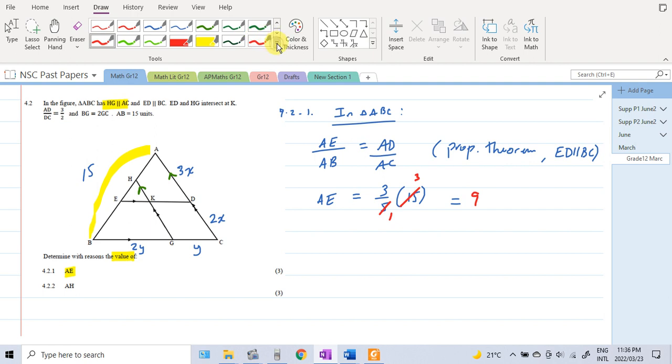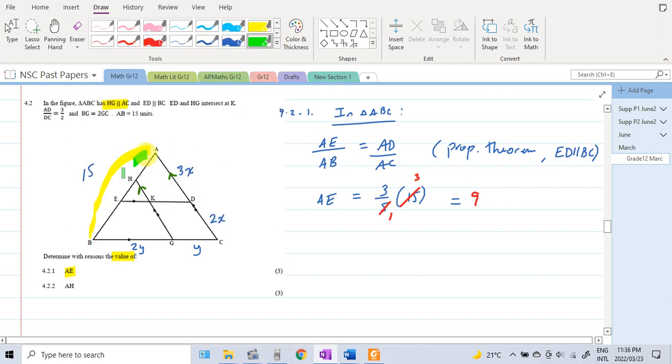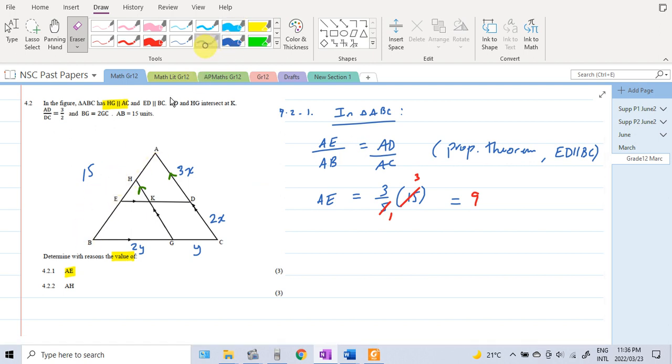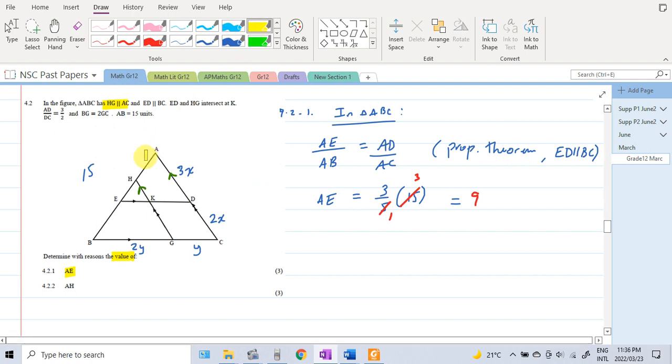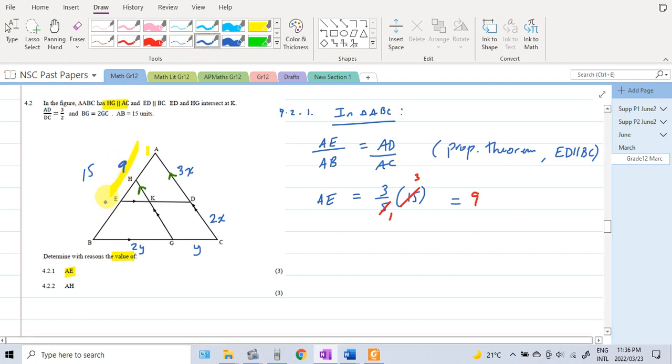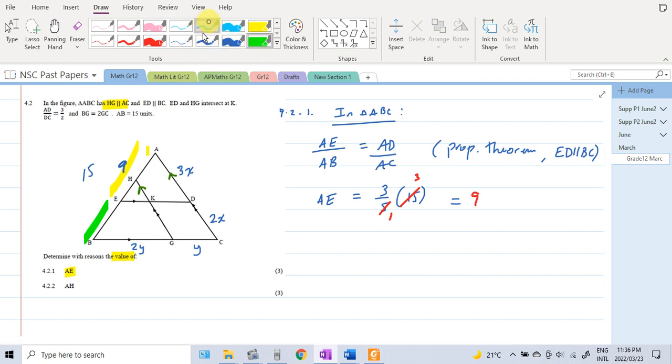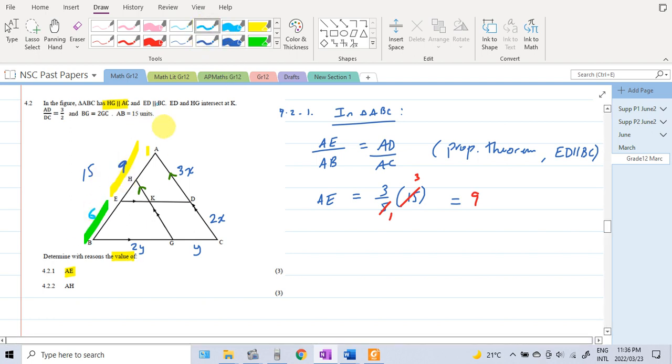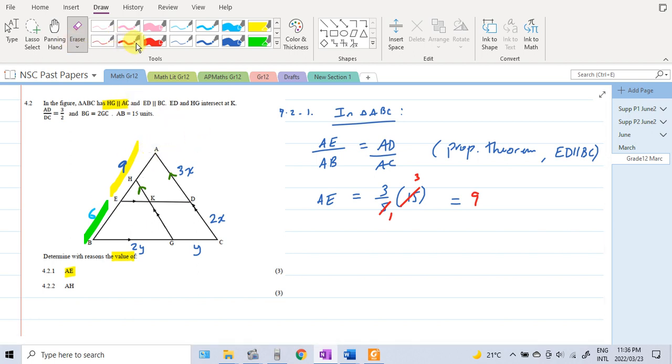Now if AE is 9 units, let's use a different color here. Okay, too many colors. So that's 9 units, AE, let's draw something like that. That's 9 units, right? And from here EB should be 6 then, because 9 plus 6, and now we can take out the 15 there. Perfect.